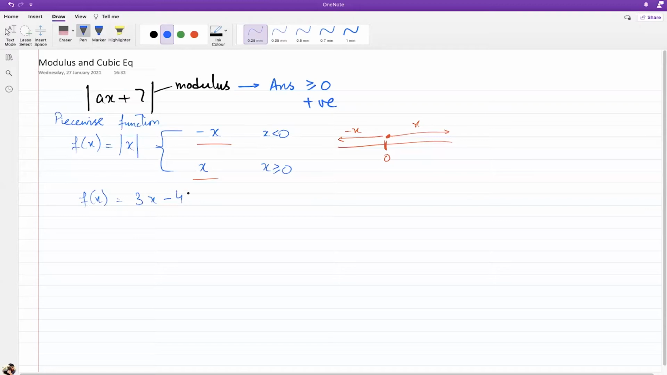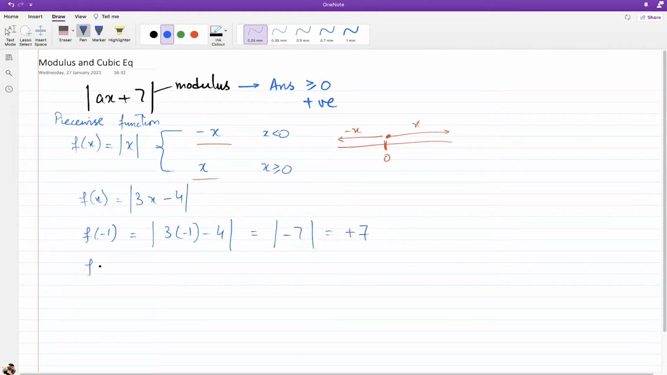Yeah, so this is 3x minus 4, let's say, and this is the modulus of that. Then let's suppose they ask what is f of minus 1, okay? So I need f of minus 1. That means I put minus 1 in there and that gives me minus 7 inside. Now this is minus 7, right? But this modulus is telling me to multiply it with minus so that I can get plus 7 at the end.